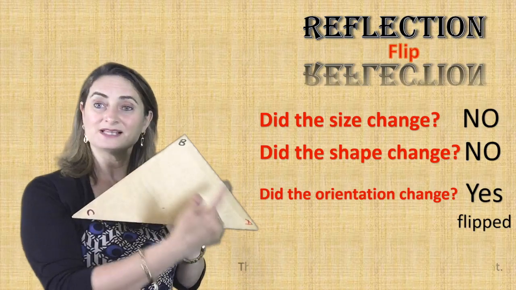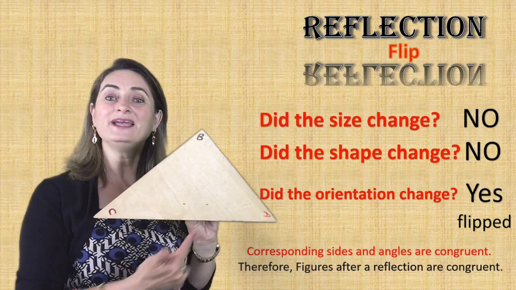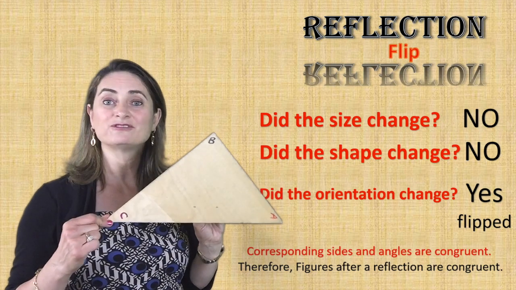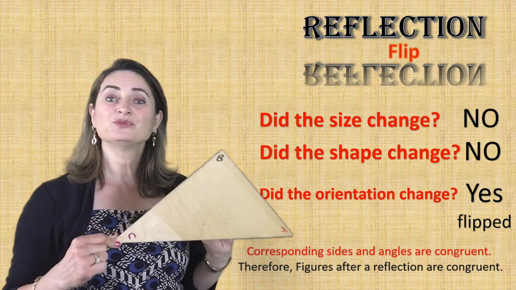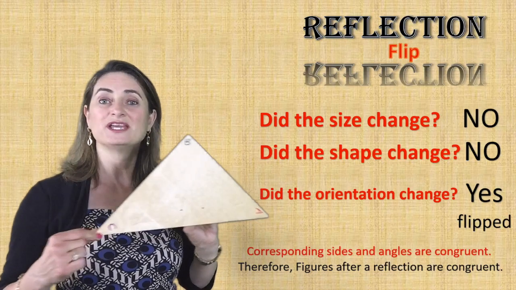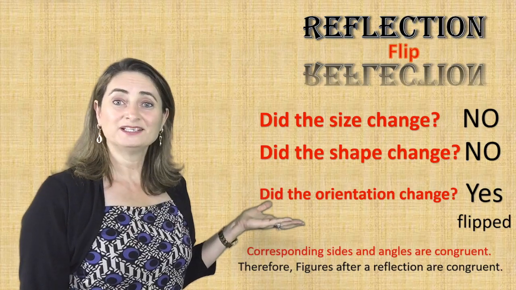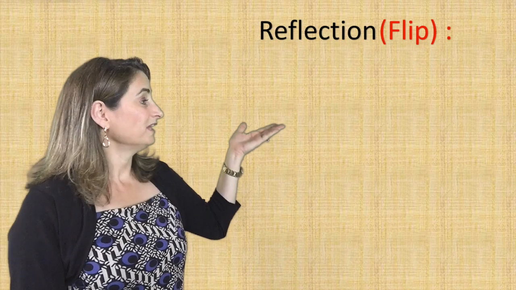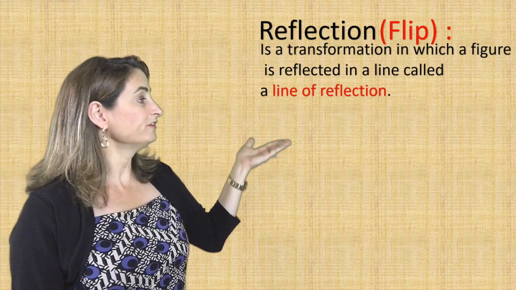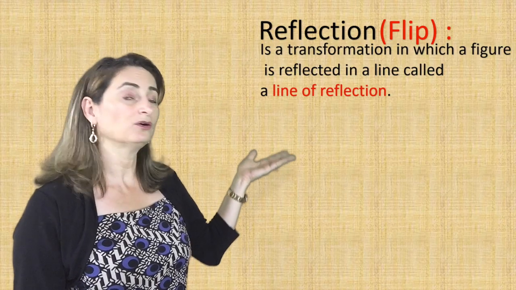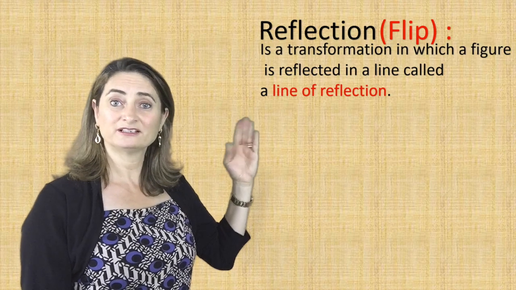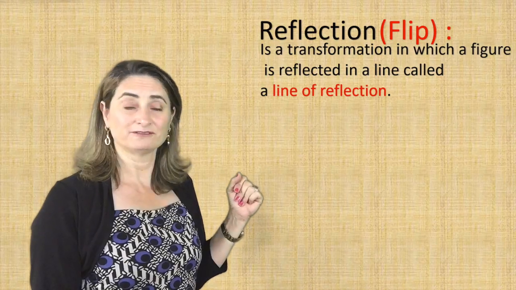So corresponding sides and corresponding angles are congruent. Therefore, reflection proves congruency too. The image and the original are congruent. Reflection is a flip. Reflection is a transformation in which a figure is reflected in a line called a line of reflection. And the line of reflection is the mirror itself.